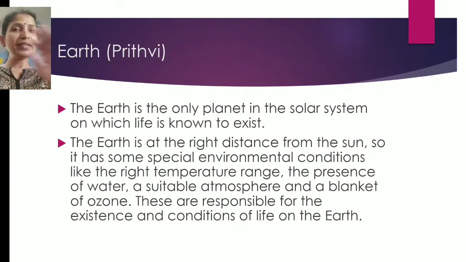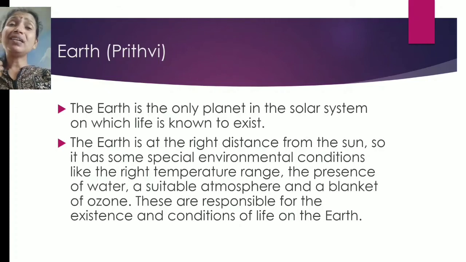Because the distance between the Sun and Earth is the right distance, due to which life is possible to exist on the Earth. So it has some special environment conditions like the right temperature range, the presence of water, a suitable atmosphere and a blanket of ozone. What is the function of this ozone layer?